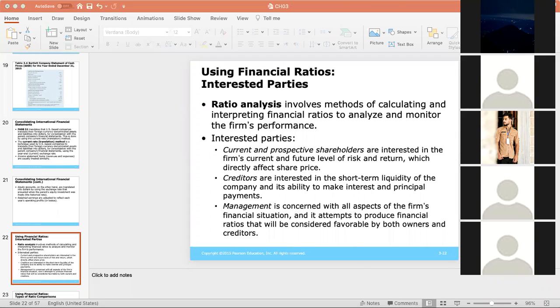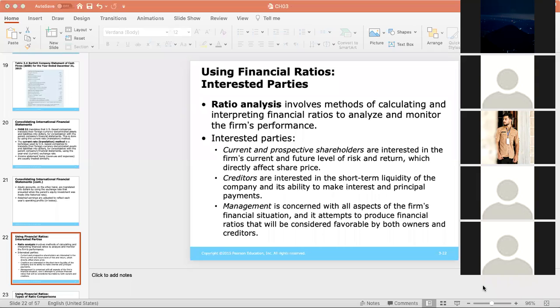Now, ratio analysis involves methods of calculating and interpreting financial ratios to analyze and monitor the firm's performance. First of all, each firm has its own performance. Who are we? We are the investors, the shareholders, the researchers, the managers, whatever. We are the stakeholder or the stockholder, whatever we are. We are concerned about the firm's performance.